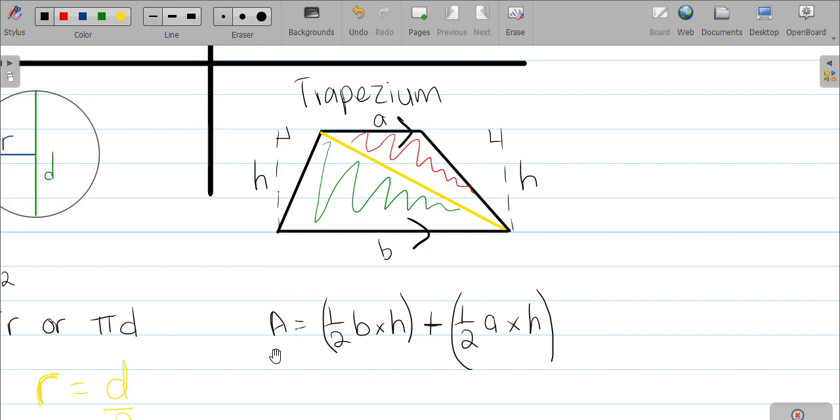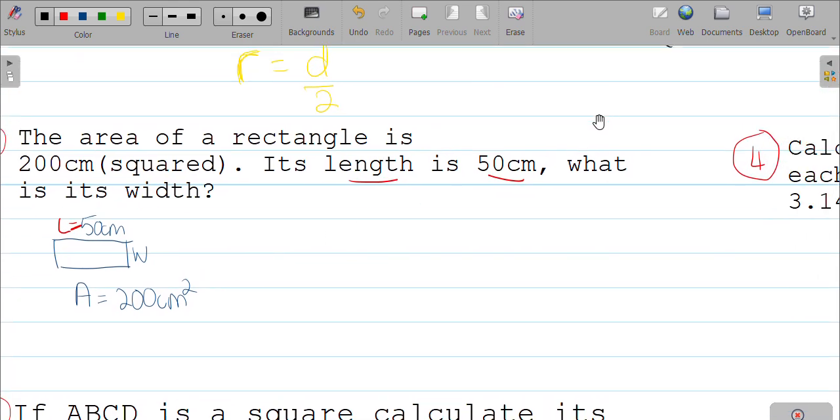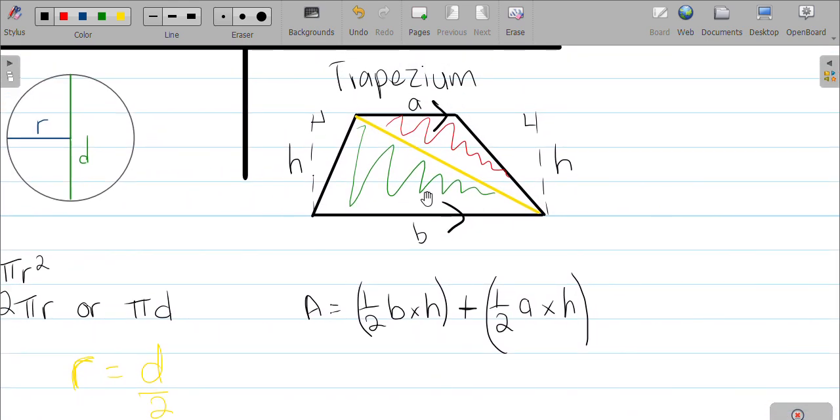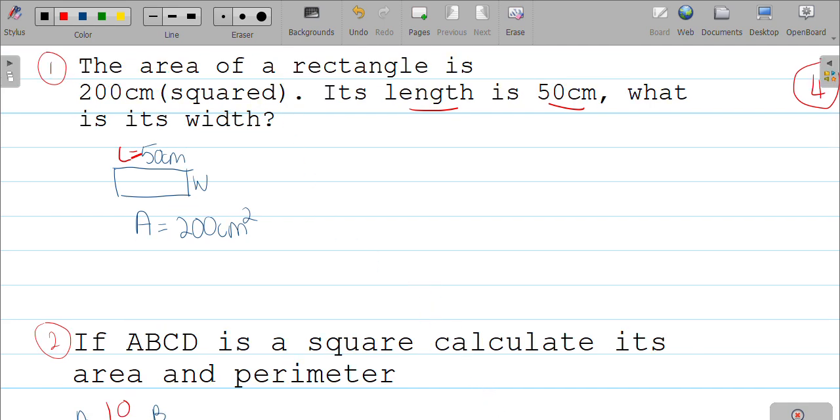So guys, let's get straight into applying what we have learned. Oh, and obviously for the perimeter of a trapezium, you just add all the outer side lengths together, which is quite common to most shapes. Yeah, so that's perimeter. Okay, let's have a look at question number 1.